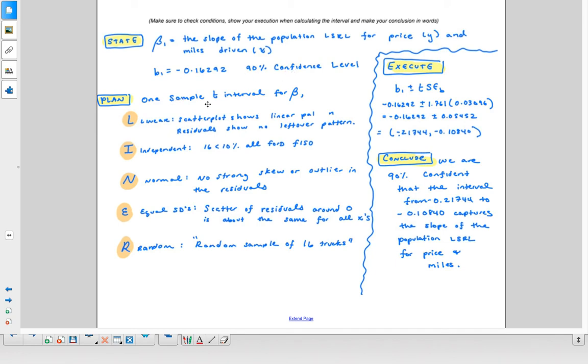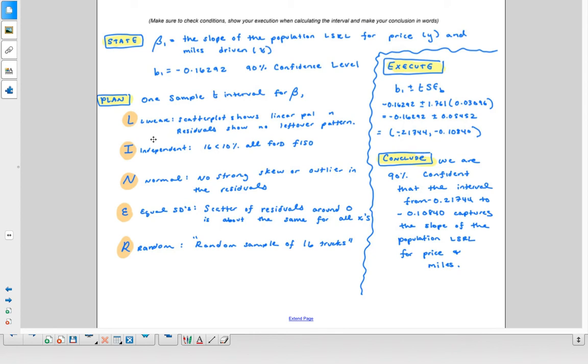For our plan, we'll name the test: a one sample t interval for beta. And we'll go through our conditions, and you can use LINER to remember everything you need. First step, linear. The scatter plot shows a linear pattern, and the residuals show no leftover pattern. So the form of the scatter plot is linear. The residuals don't look quadratic or anything.